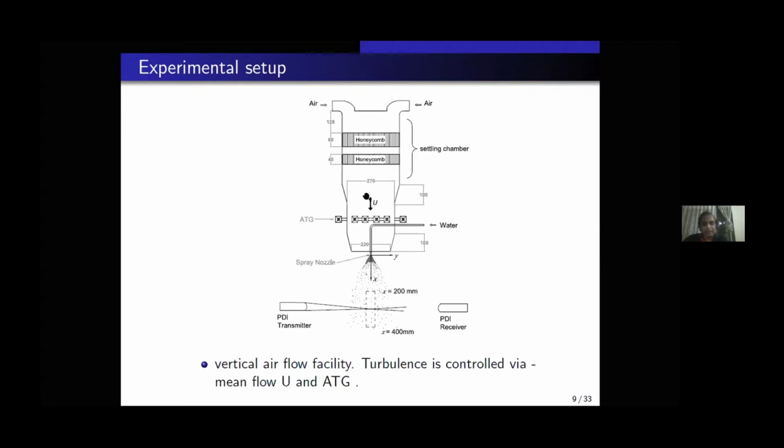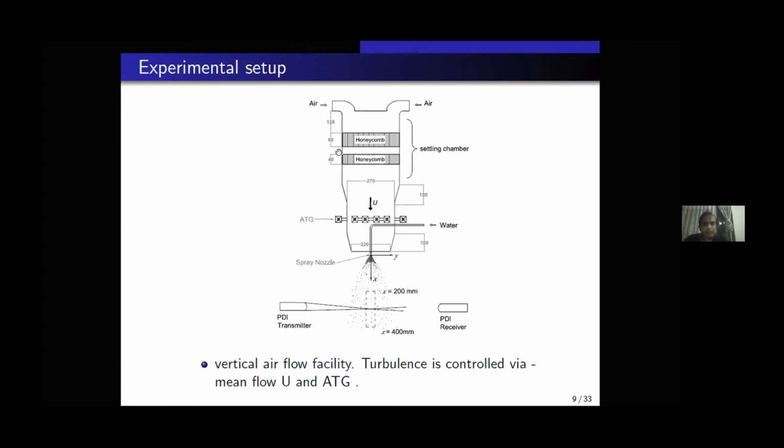But then we have control over the air turbulence that we generate by introducing this active turbulence generator at the downstream end of this vertical wind tunnel. So that's what I have indicated here. The active turbulence generator is essentially a set of oscillating vanes. I'll show you a zoomed in picture of this generator in the next slide.